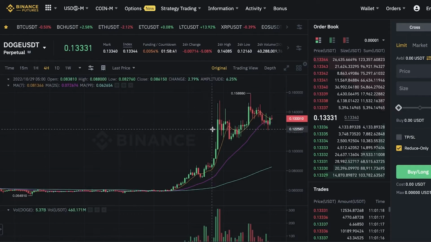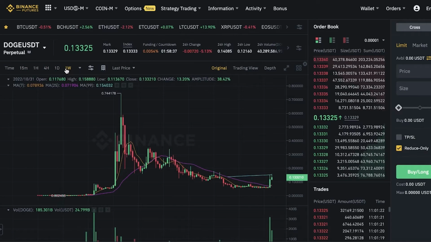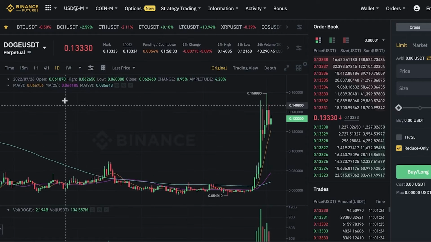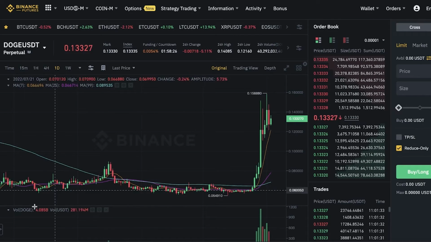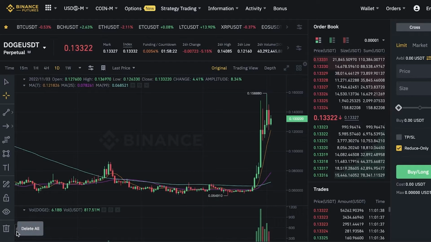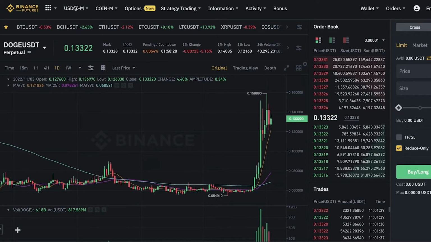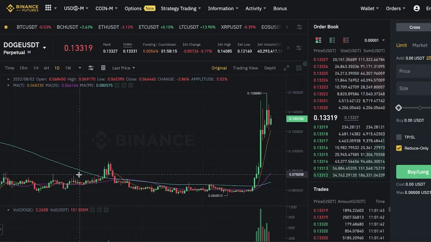Let's say you want to look at Dogecoin, and from here you can regulate the time that you want to see. So let's say I want to see the weekly chart or the daily chart, whatever it might be. And in this way you can monitor the charts. Then you also have a last price, mark price, and index price indicators, and you also have some chart tools over here that you can use to draw on the chart to better be able to predict the prices, or to better be able to view and differentiate trends on the crypto chart.